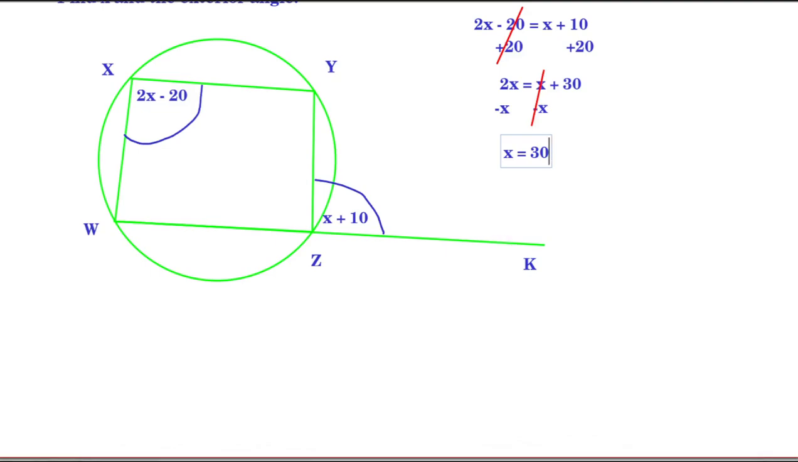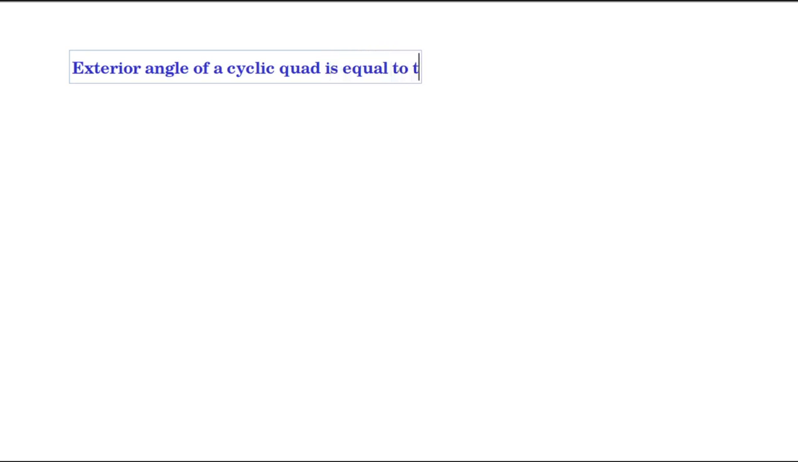So we are done with this theorem, which says that the exterior angle of a cyclic quad is equal to the interior opposite angle. Thank you for staying tuned.